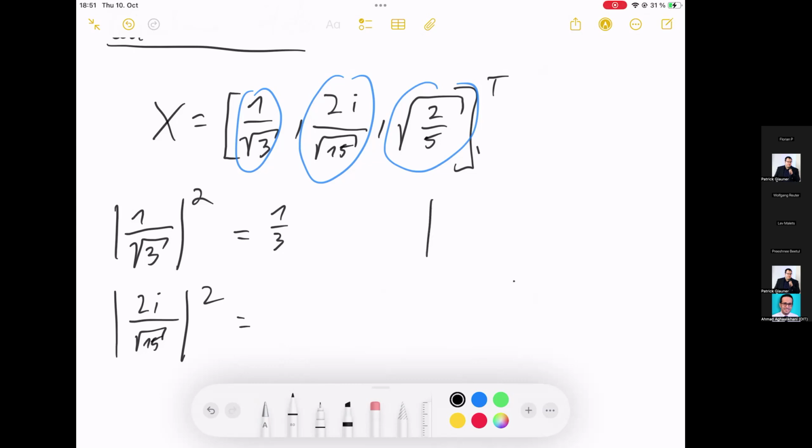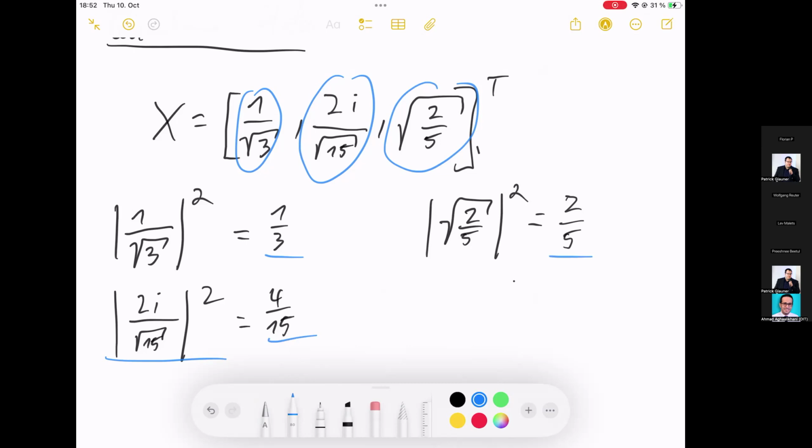And then we also need the modulus squared of the square root of 2 over 5. So we got the right answer now for 2i divided by square root of 15, and we take the modulus squared. This is 4/15. And the last one is a complex number, again a complex number only with a real part. It's 2 over 5, the square root of this, and the modulus squared of this is 2 divided by 5. Now, if you add up these three values, 1/3, 4/15, and 2/5, this adds up to 1.